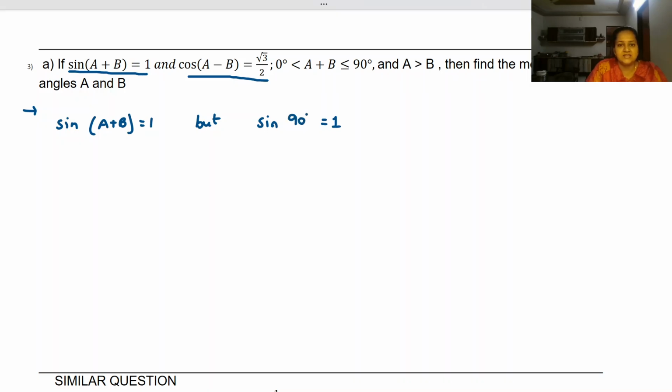Yes, sine 90 is 1. So on comparing, can I say a plus b is 90 degrees? Very correct. We can say that, right?